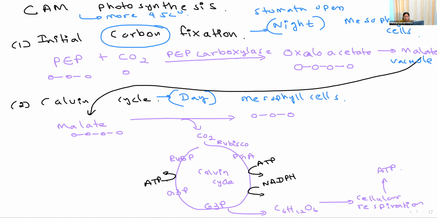Right, so this is known as the temporal separation. Write it down somewhere else. So initial carbon dioxide fixation at nighttime, Krebs cycle in the daytime, it's temporal separation.